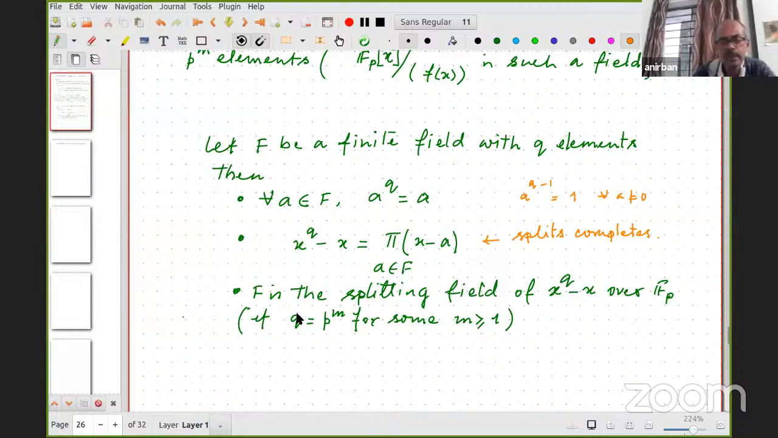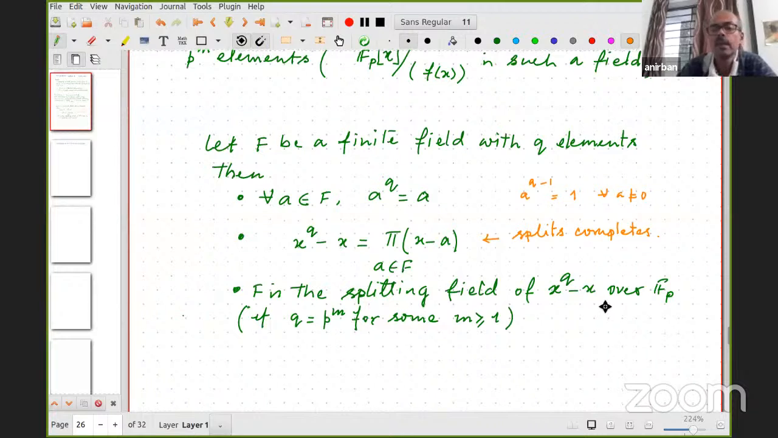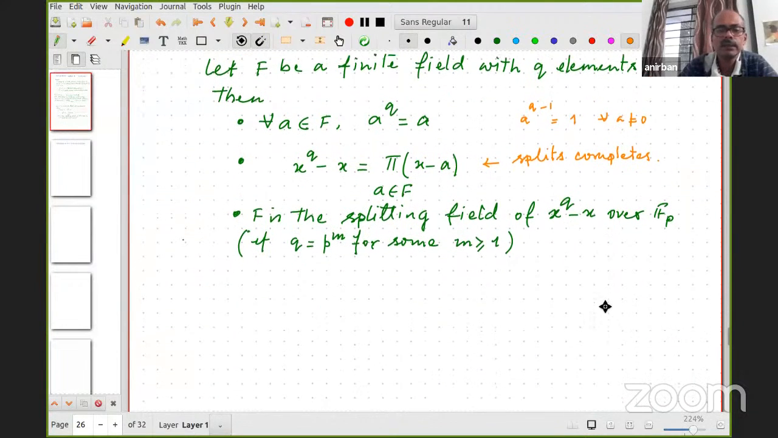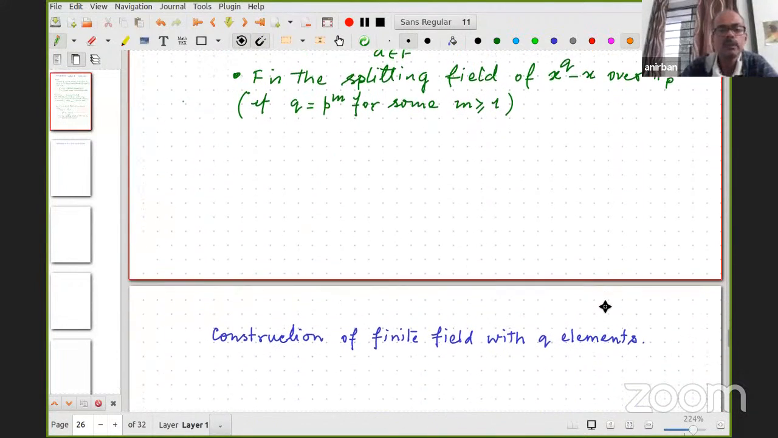And F turns out to be the splitting field of this polynomial, x to the q minus x over Fp. And that gives us a way of constructing finite fields of a given order. So we just continue with that.